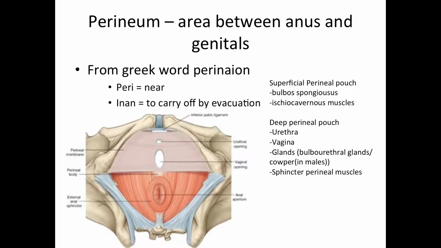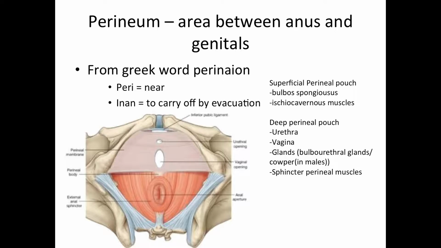And then there's the deep perineal pouch, which is formed by the folded perineal membrane. This contains the urethra, which comes from the Greek word urethra, which allows a passage of urine, and this word was coined by Hippocrates. There's the vagina, which means sheath or scabbard for a sword, and this matches the word gladius, which means sword in Latin, but this was often used as a word for the penis.